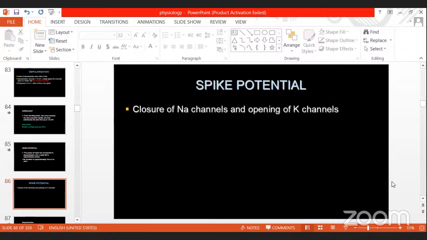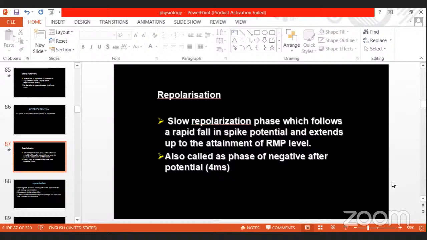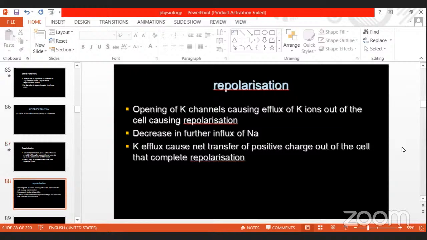That is because of the sudden closure of the sodium channel and opening of the potassium channel. Coming to the repolarization, that is also known as negative after potential, that is around 4 milliseconds. And that is due to the opening of the potassium channel.